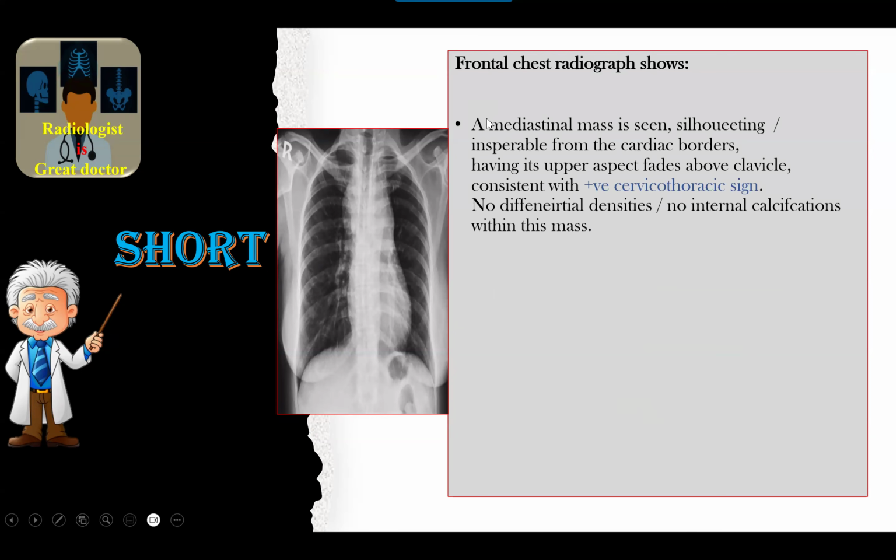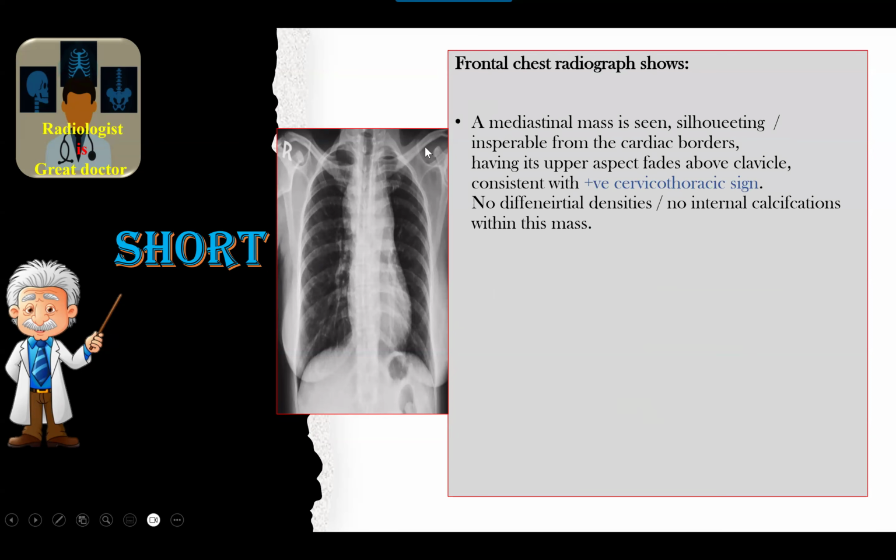The first item is to mention the positive findings and relate them. So we have a mediastinal mass silhouetting, or any of these words should be written, inseparable from cardiac borders, having upper aspect fades above the clavicle. Positive cervicothoracic. Negatives: no differential density, no internal calcification within the mass. This is a small paragraph regarding the positive.